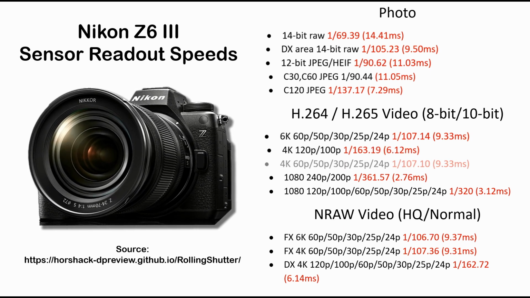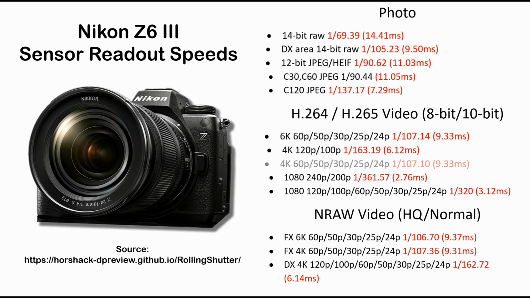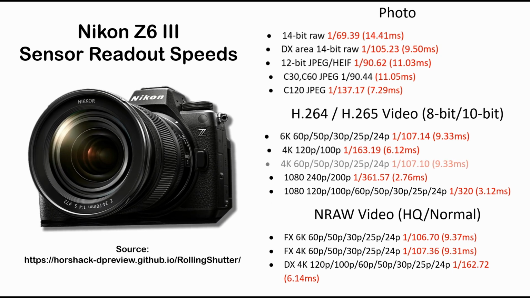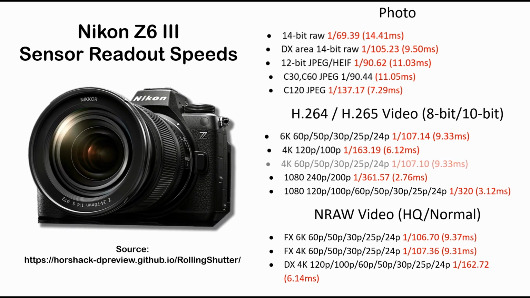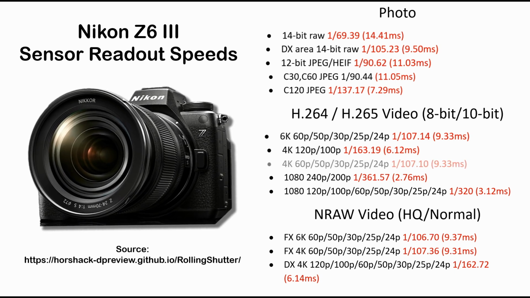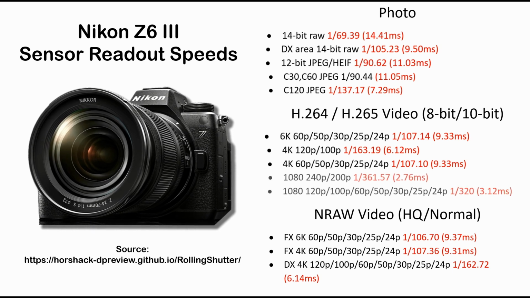The 4K 24p through 60 modes are 1/107th of a second, or 9.33 milliseconds. This is the same as the 6K readout speeds, which makes sense since all the 4K frame rates are oversampled from 6K. Next are the 1080 modes, which all share the same readout of 1/320th of a second, or 2.76 milliseconds.